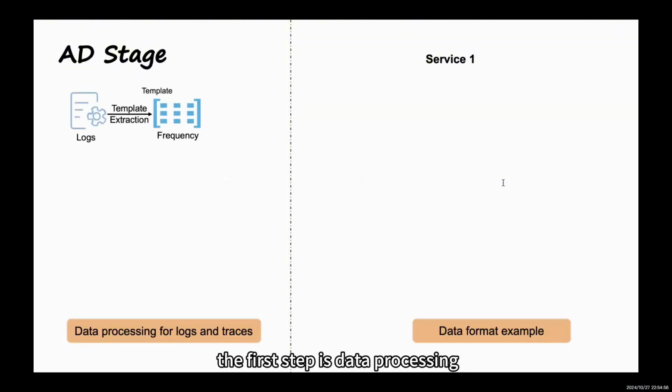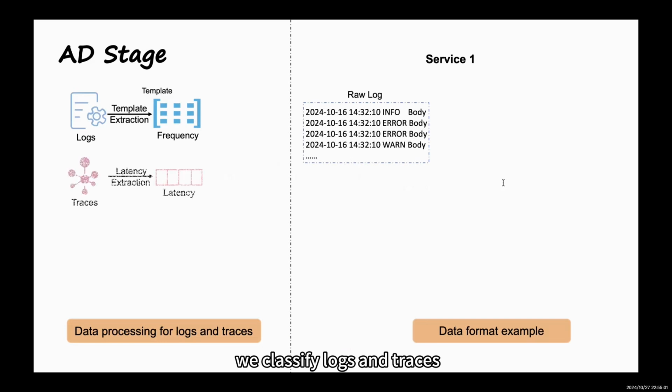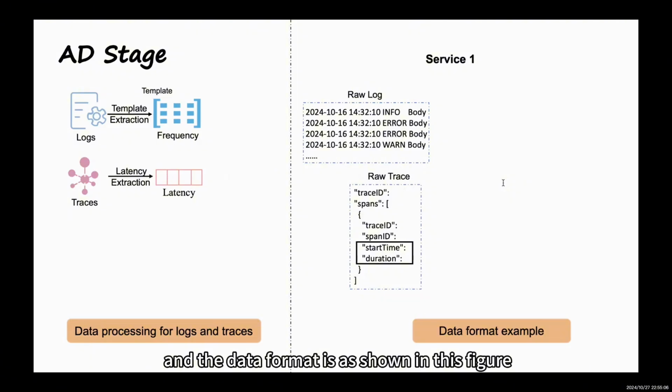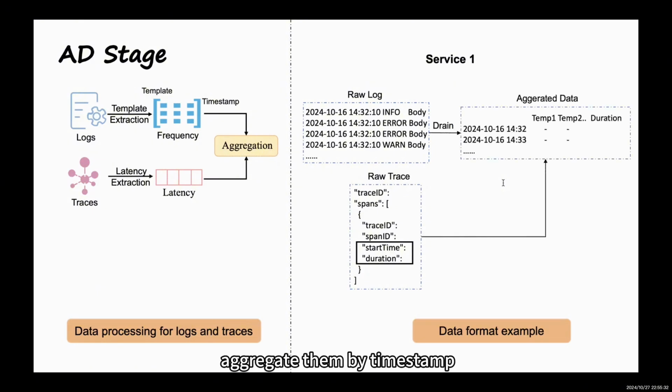The first step is data processing. We classify logs and traces according to different services, and the data format is as shown in this figure. We implement Drain to extract different templates of logs, and we record the number of different templates. We also record the duration contained in the trace. Finally, we aggregate them by time step.